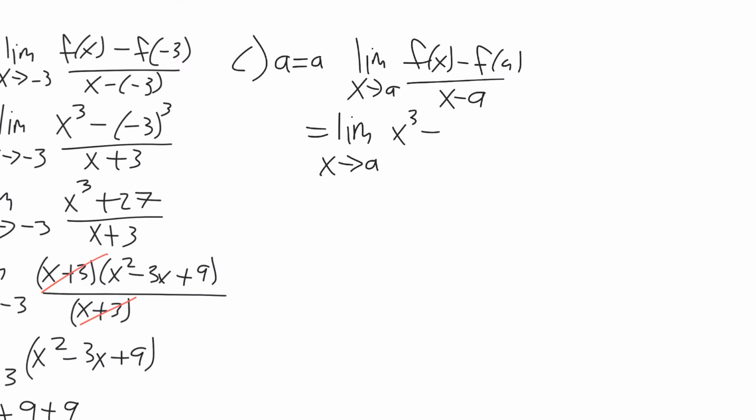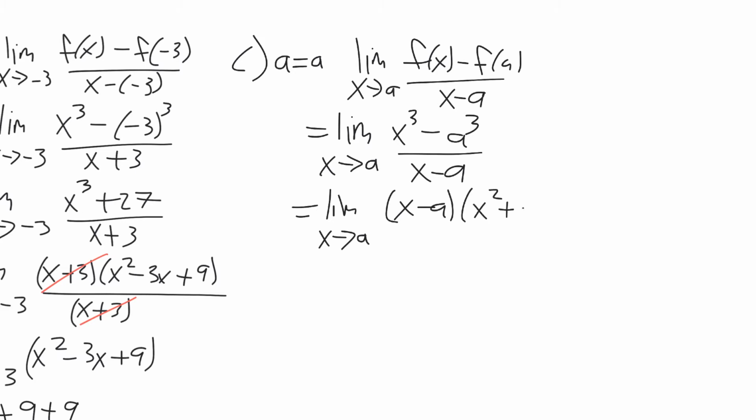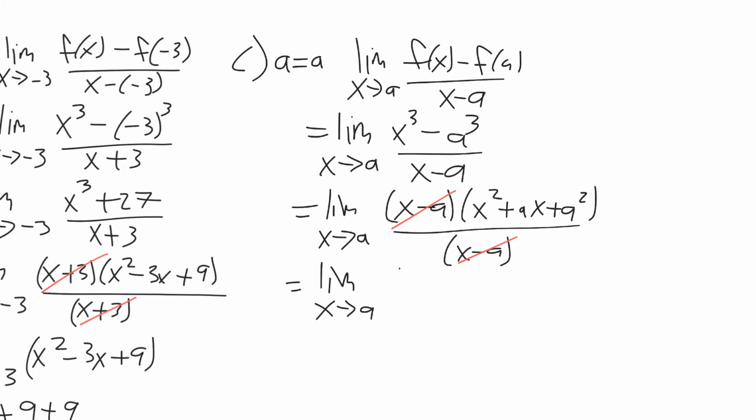We'd get x cubed minus f of a, which would be a cubed, over x minus a. Here we're going to have a difference of cubes formula. And in fact, I think it's a little easier to factor because there's no number. So we just use the formula, which is x minus a, x squared plus ax plus a squared, over x minus a. Of course, something cancels, the x minus a. So you have the limit as x approaches a of x squared plus ax plus a squared.